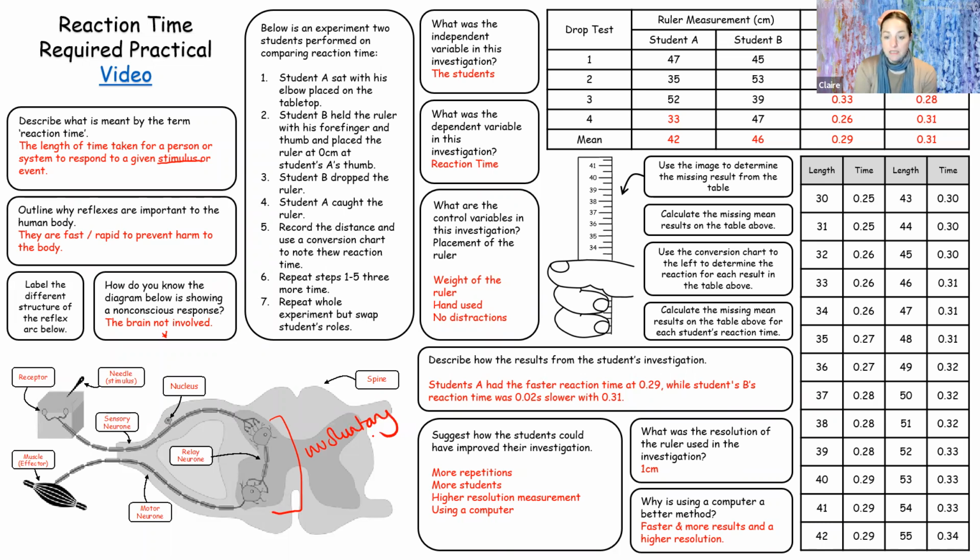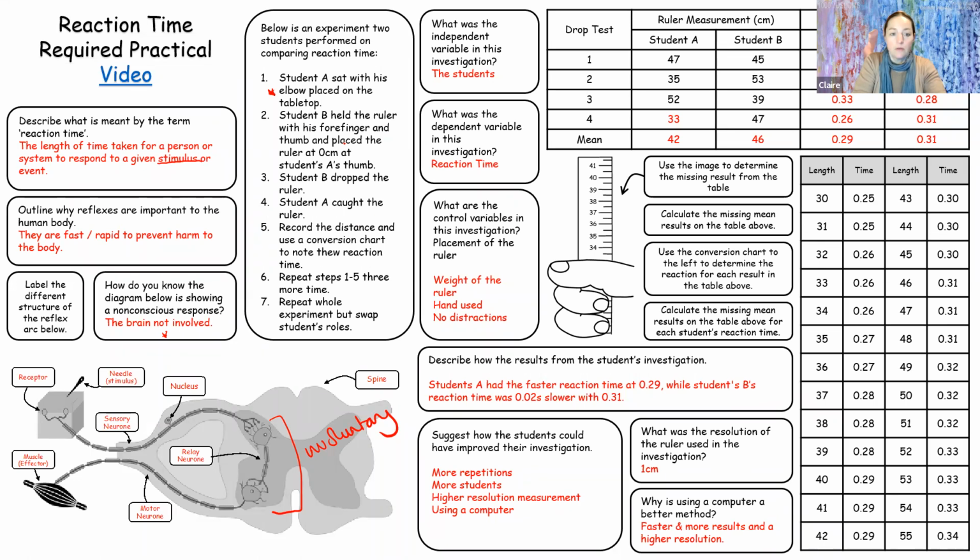Right, getting down to the nitty-gritty practical bit. There are key points about this practical that are absolutely essential that always seem to come up. Below is an experiment 2 students performed comparing reaction time. So student A sat with his elbow placed on the table. Very important there. You can't have your hand hovering. It needs to be resting on the table.